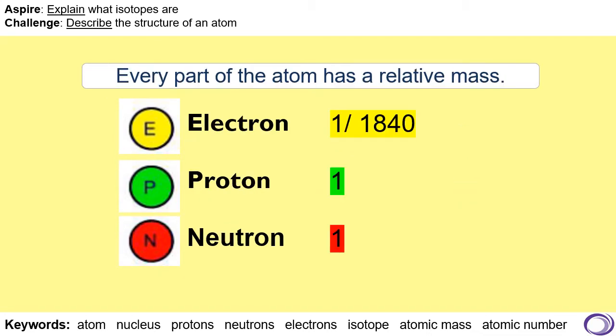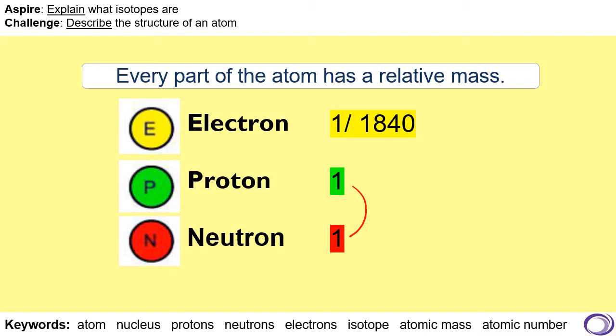So let's now look at the mass of each of these parts of the atom. Protons and neutrons both have a mass of 1. Now we don't give a unit for the mass of protons and neutrons because they are so incredibly small that trying to compare them to things that we might measure in meters or in centimeters would just make the numbers incredibly difficult to work with. So we just say that a proton has a mass of 1 and a neutron has a mass of 1. So protons and neutrons both have the same mass. Relative to each other, they are the same size.